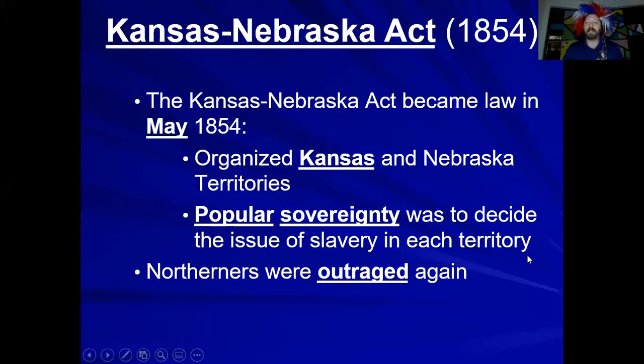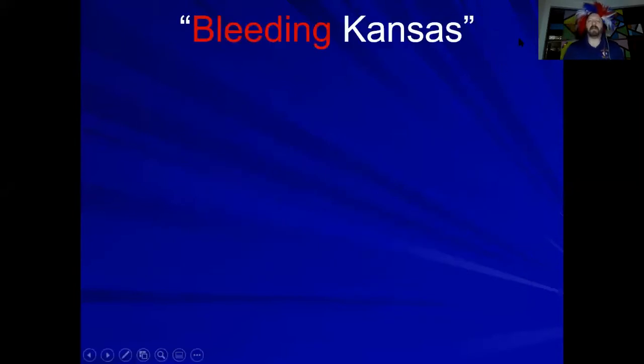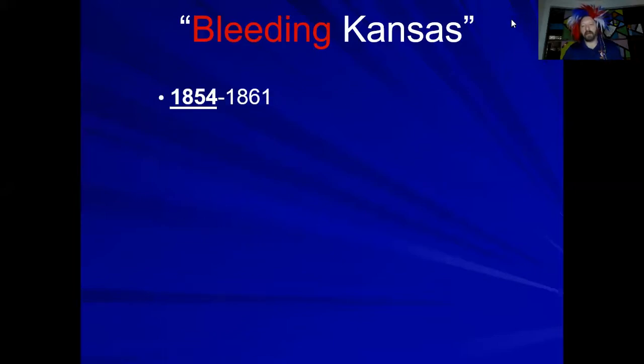This gets us to what's called Bleeding Kansas. As you can see here, it's in red, because blood's red. Bleeding Kansas lasts from 1854 right up into the Civil War. This is one of the reasons a lot of people say this was actually the beginning of the Civil War. I think it's pushing it a little bit, but I see their point. 1854 is when it begins because that's the year the Kansas-Nebraska Act is made into law.